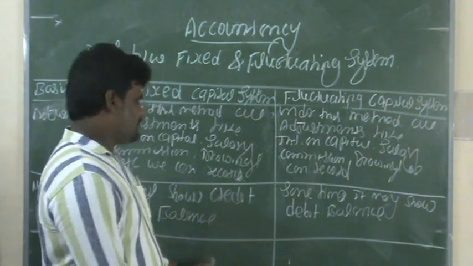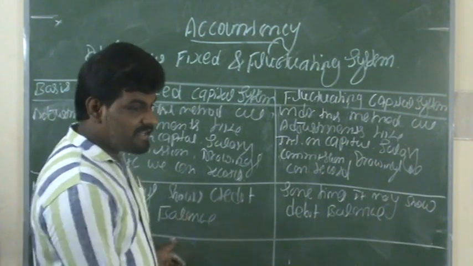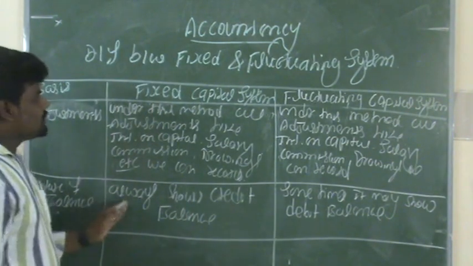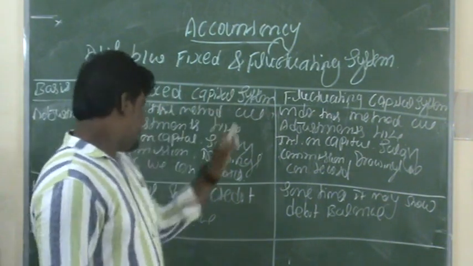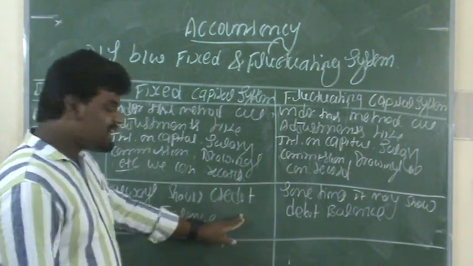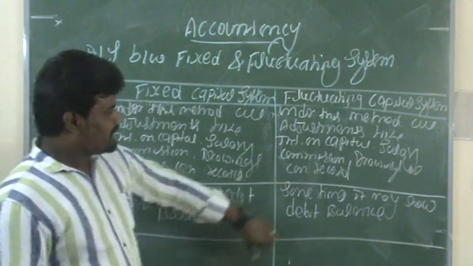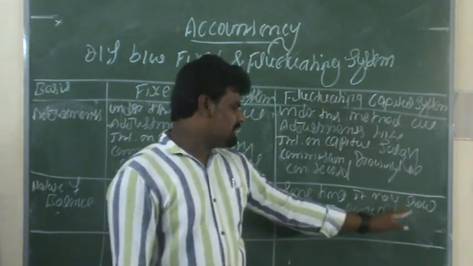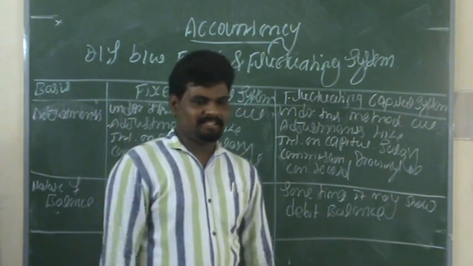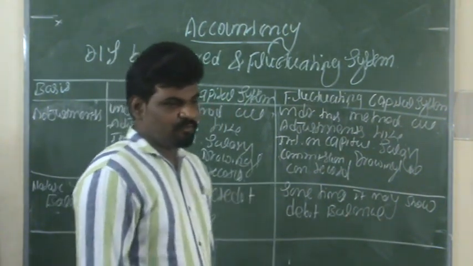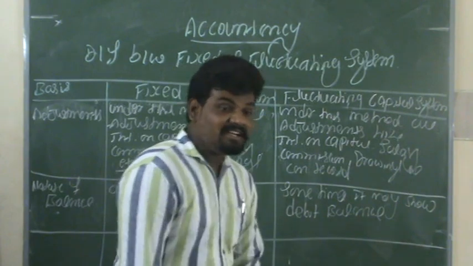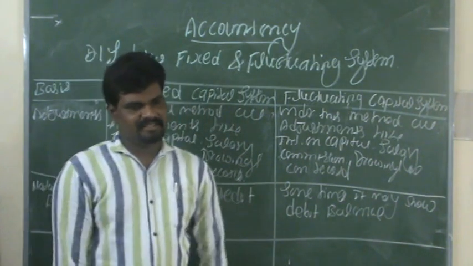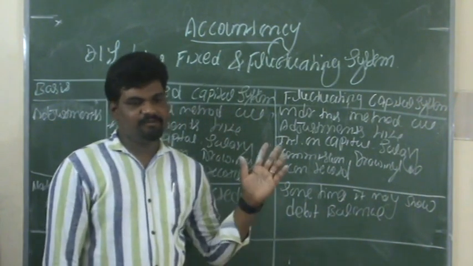So here the third difference is the nature of balances. Under the fixed capital system it always shows a credit balance, but under the fluctuating capital system sometimes it may show a debit balance also. These are the differences between fixed and fluctuating capital system. So here once again the differences.